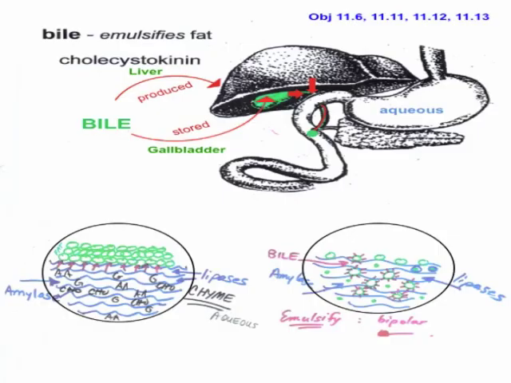Therefore, bile helps emulsify these fats, or break down these larger globules into smaller globules. Bile is released in response to cholecystokinin, a hormone that is secreted by the small intestine when there is a high-fat meal entering the small intestine.